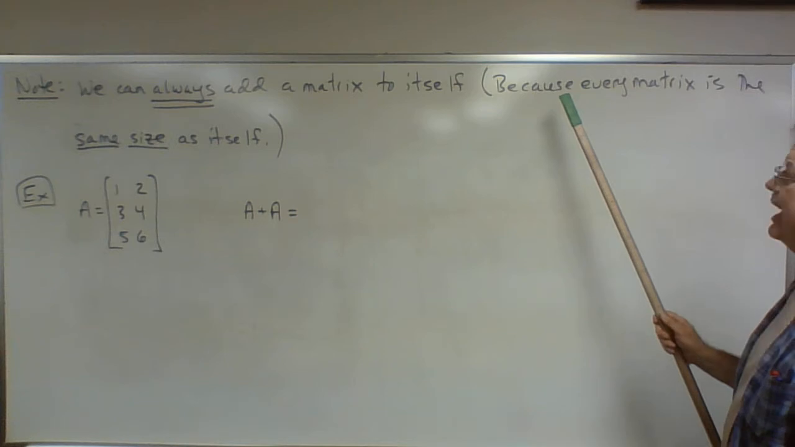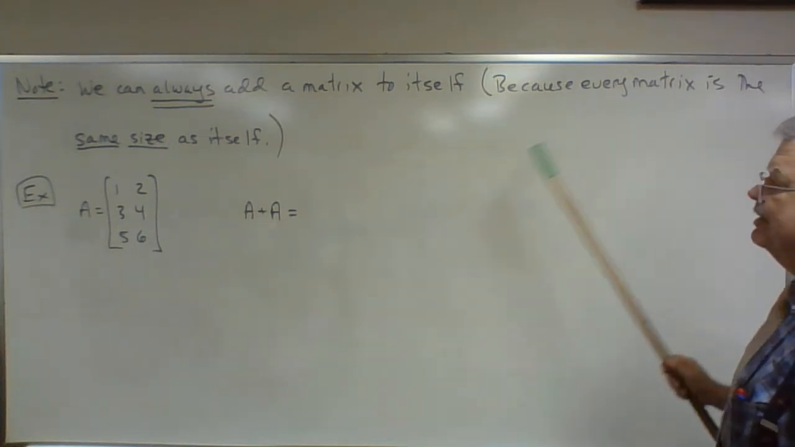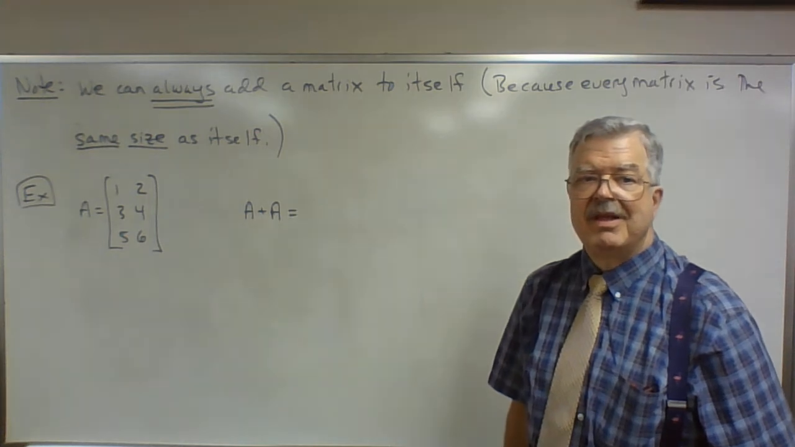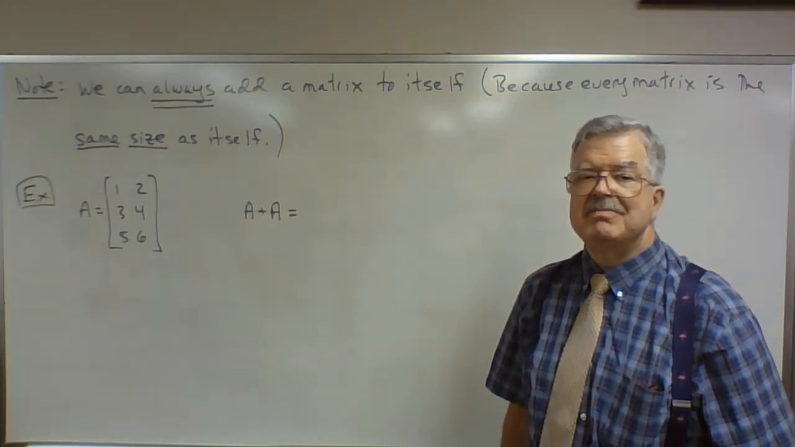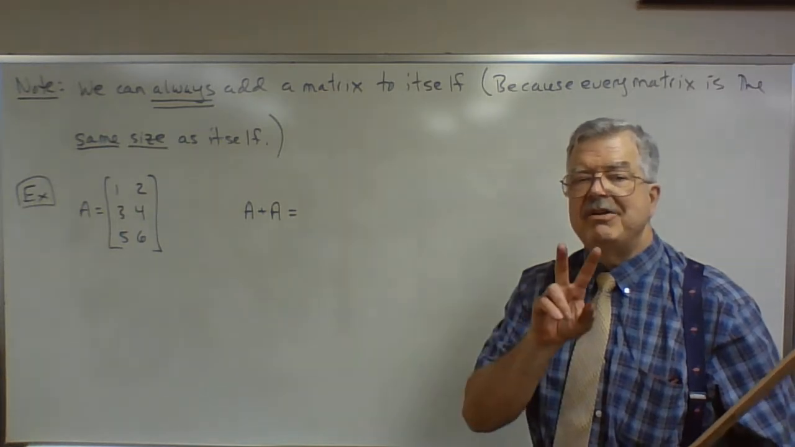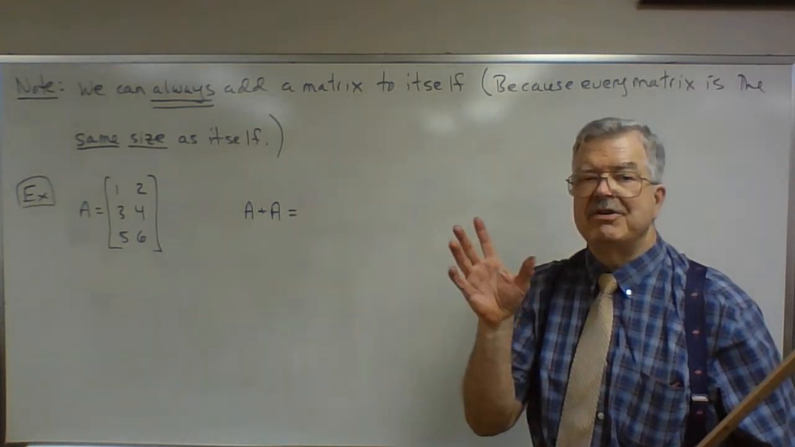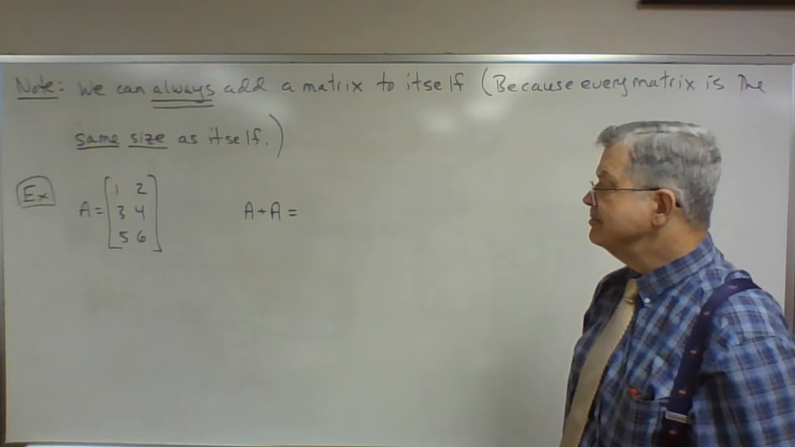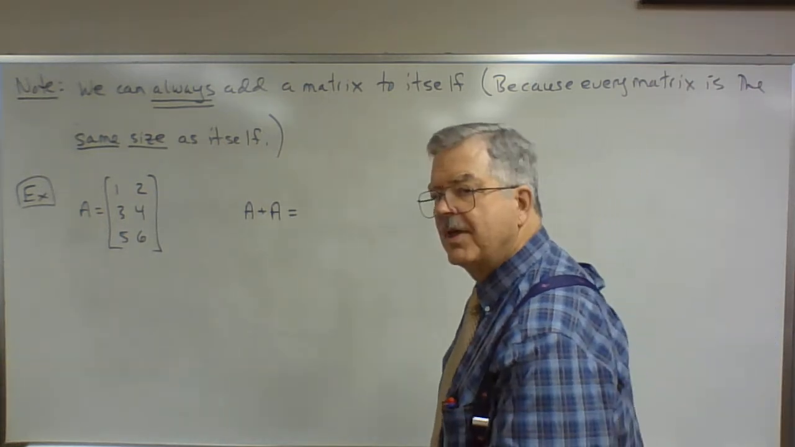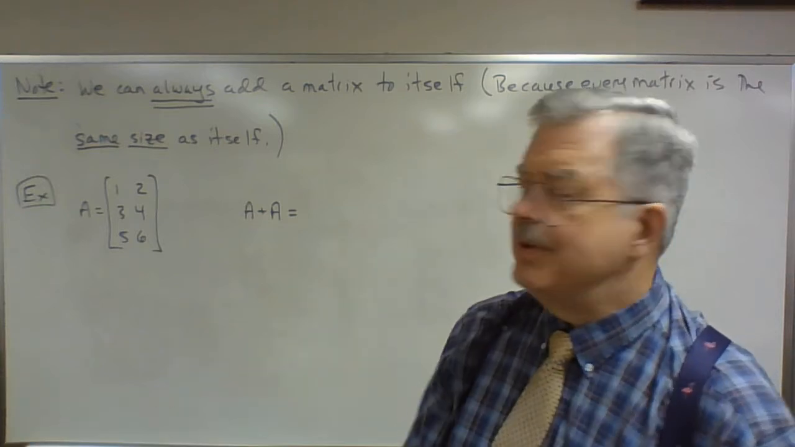And why can we do that? Because every matrix is the same size as itself. If A is 3 by 2, and we add A together, we're adding two matrices of the size 3 by 2. We can add them together. Let's look at an example here. Let's add A to itself.